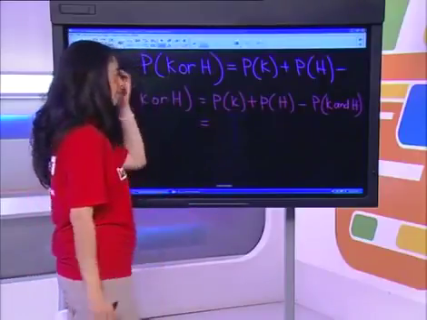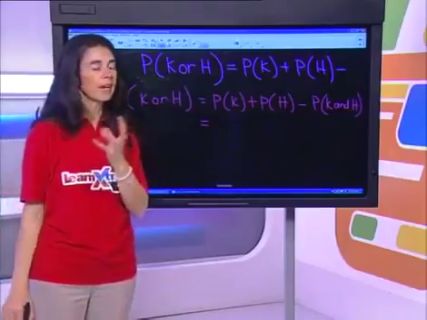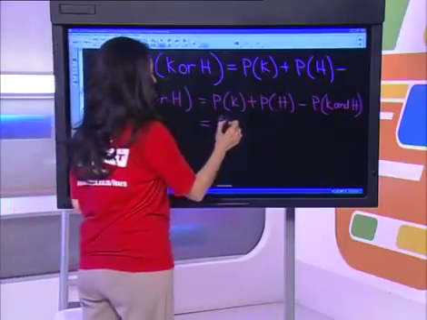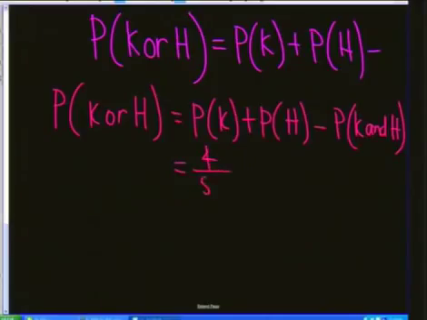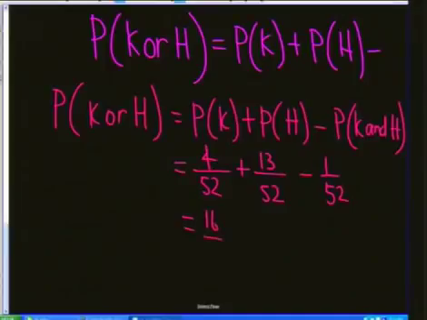So what is the probability of getting a king in a pack? There are 4 kings, there are 52 cards. What is the probability of getting a heart? There are 13 hearts and there are 52 cards. And the intersection card is 1 in 52. So the probability of getting a king or a heart would be 17 minus 1, which would be 16 over 52.